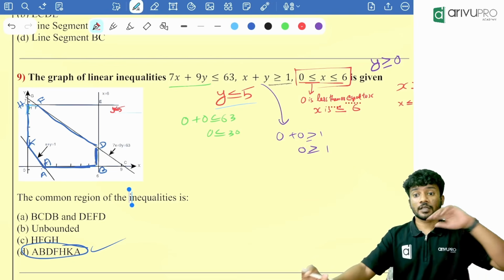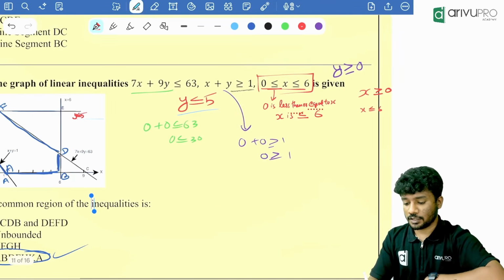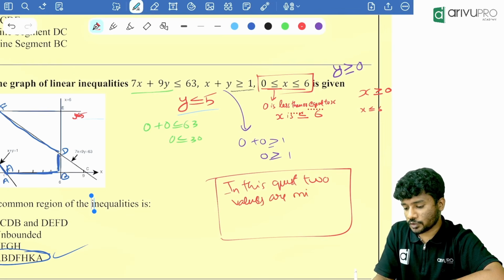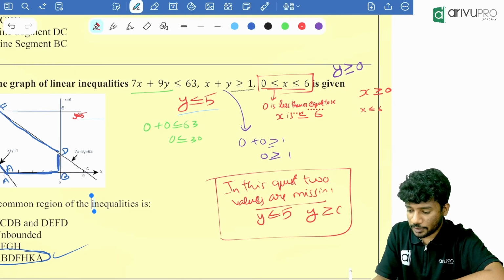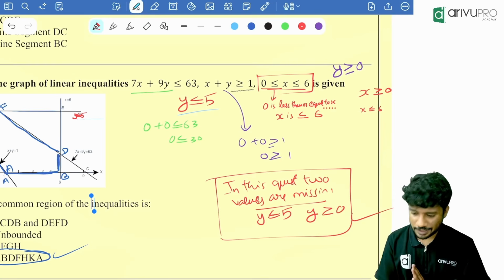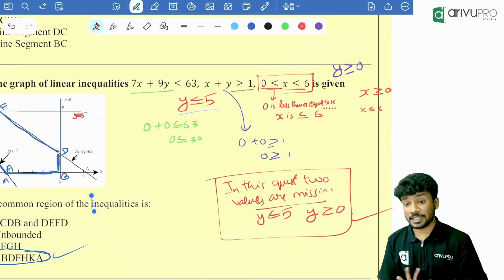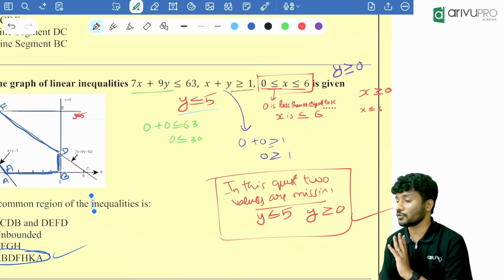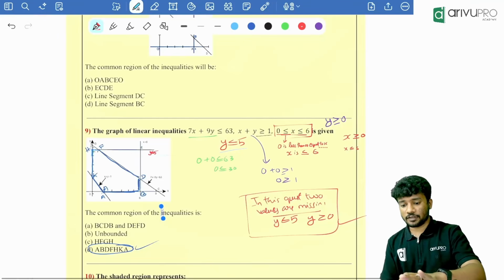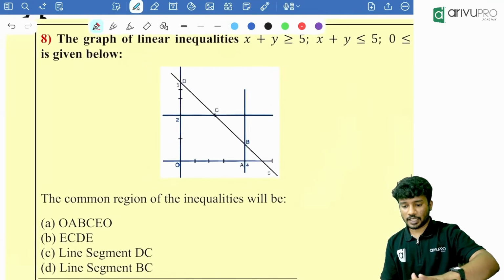Any doubt? So what two things were missing in this question? I'll mention that in this question, two values are missing. What are those values? y less than or equal to 5 and y is greater than or equal to 0. That is missing. You can make a note of it. Assume that it is there. It is missing in the question and you can write it over there. Fine. Done. Now the last and final question from this, we can finish this question.